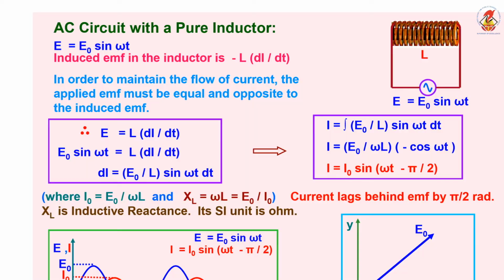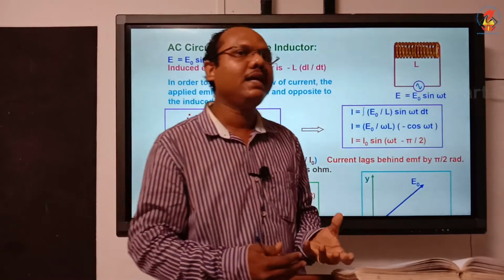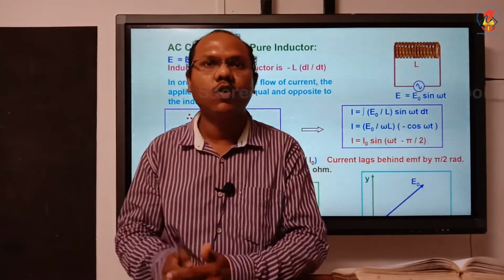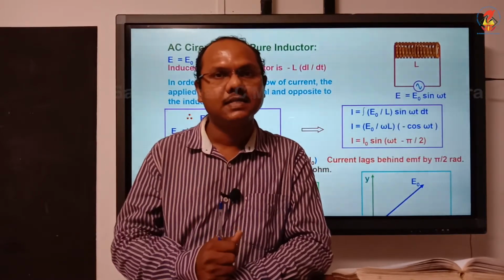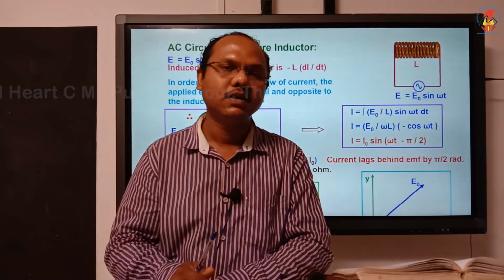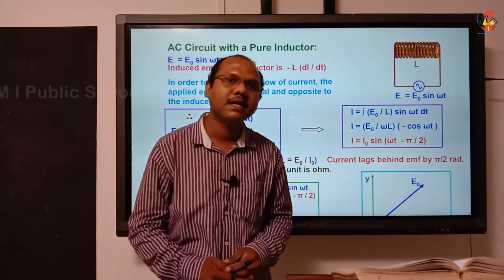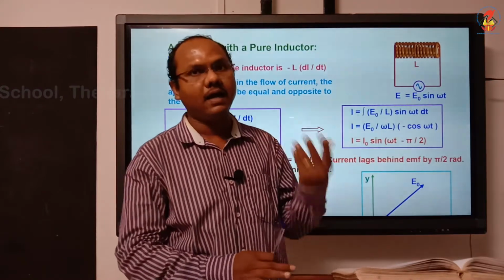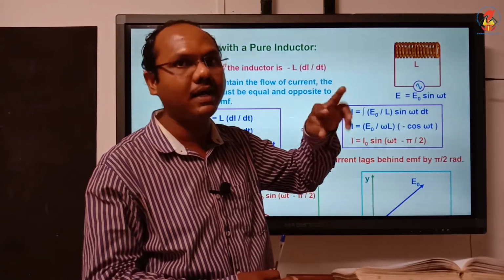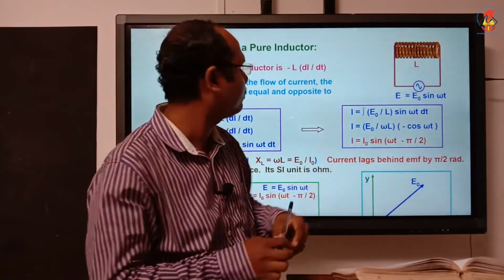Now, AC is applied across the inductor. You can see the figure. So, E is equal to E0 sin omega t. That is the instantaneous value of EMF. Now, the alternating current is passing through the inductor. Current is continuously varying. What happens when the current continuously varies? There will be a change in the magnetic flux, obviously. Due to the change in the magnetic flux, EMF will be induced in the solenoid, and that EMF is called back EMF or self-induced EMF.